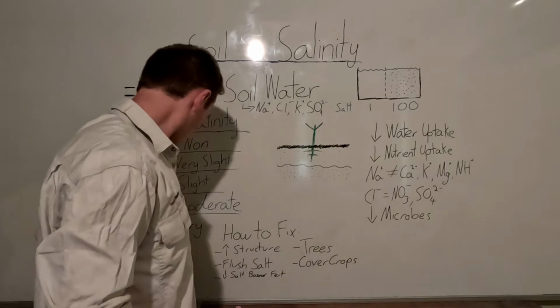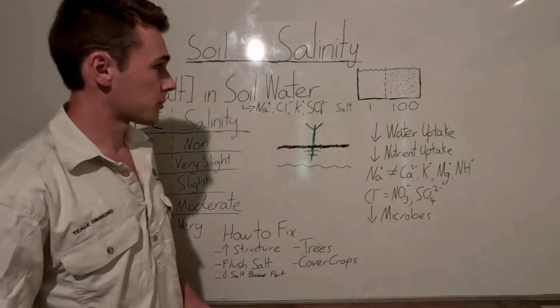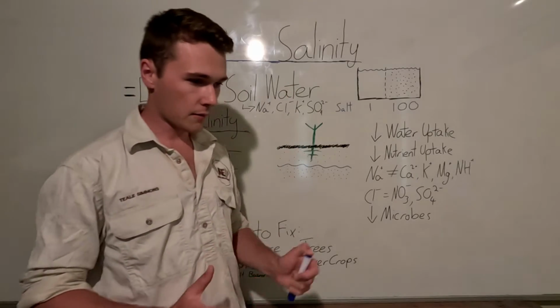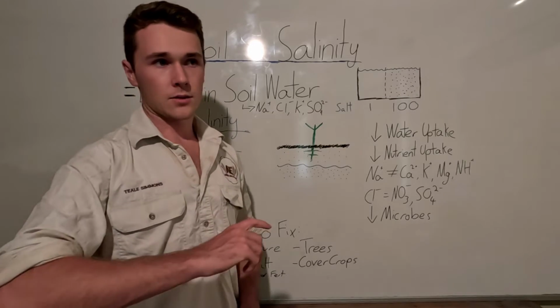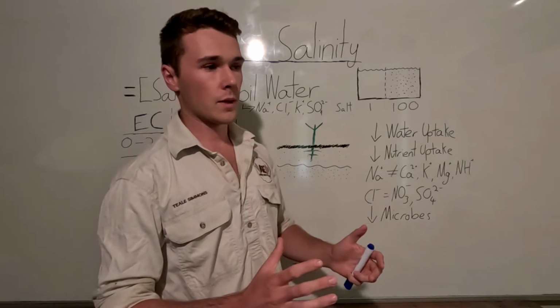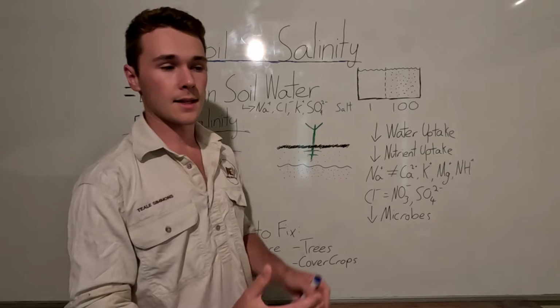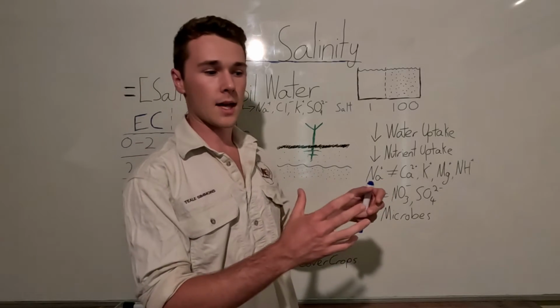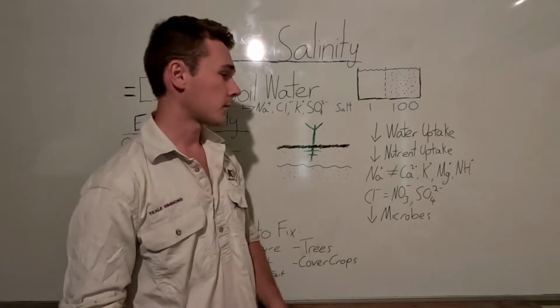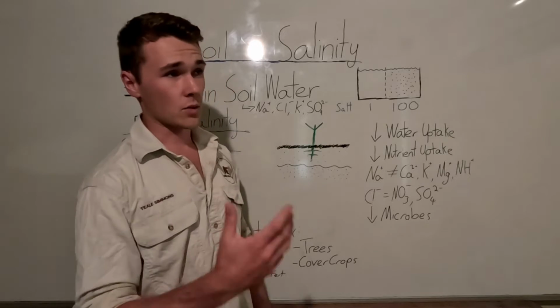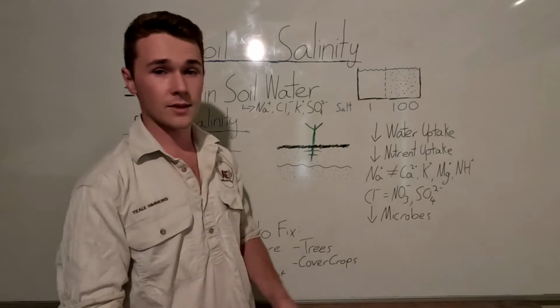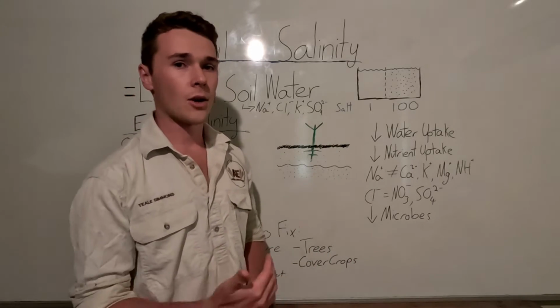Firstly, we'll talk about osmotic pressures and the ability for our plants to take up water. The biggest problem with high salinity is that it prevents our plants from absorbing water. It's almost like if you were to drink seawater, you're not going to get hydrated from that.